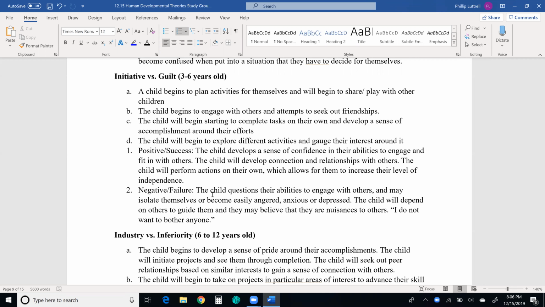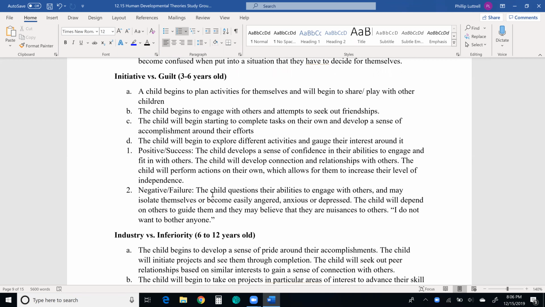A negative or failure or guilt in this sense would be where the child questions their abilities to engage with others and may isolate themselves or become easily angered, anxious, or depressed based on the fact that they're not being accepted or that they're not sure what they should do. So it just has that heightened response of, is what I'm doing actually what I should be doing?